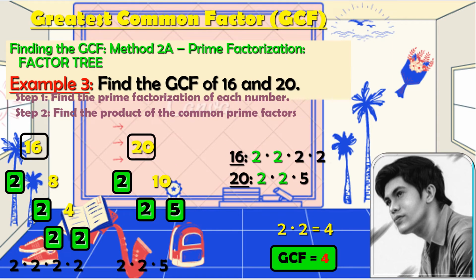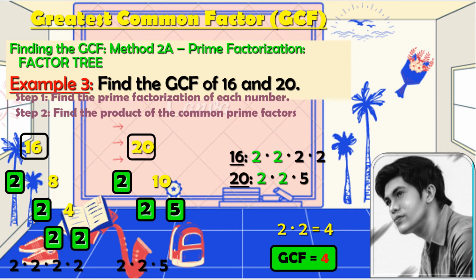Example number 3, find the GCF of 16 and 20. So, ganun pa rin ang gagawin natin. Find the factors of 16 na ang isa ay prime. So, that is 2 times 8. 8 is composite. Hanapan pa natin ang factors ng 8. 2 times 4. And 4 is 2 times 2. So, the prime factors of 16 are 2 times 2 times 2 times 2. For 20, you have 2 times 10. And 10 is 2 times 5. So, 5 ay prime na rin po yan. Therefore, the prime factors of 20 are 2 times 2 times 5.